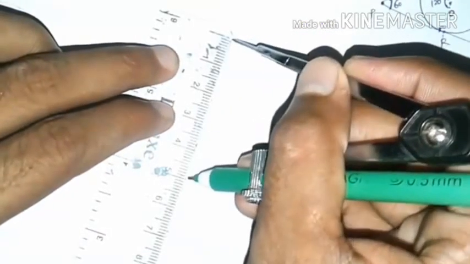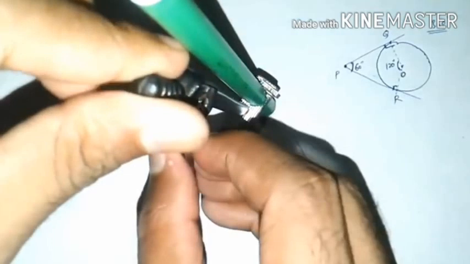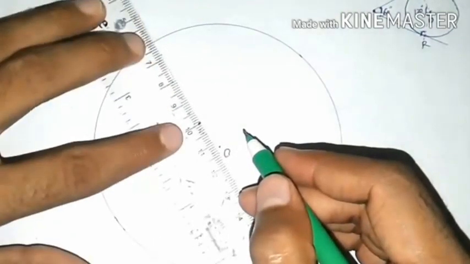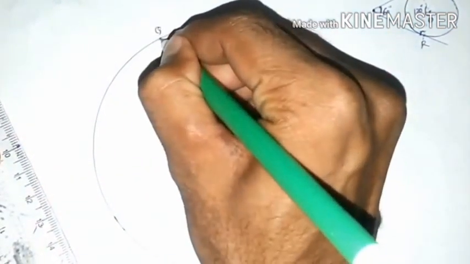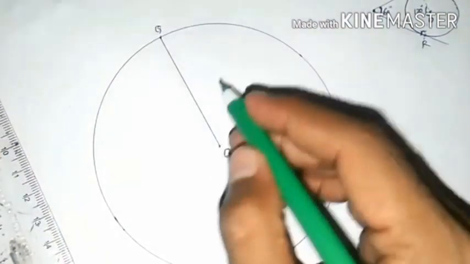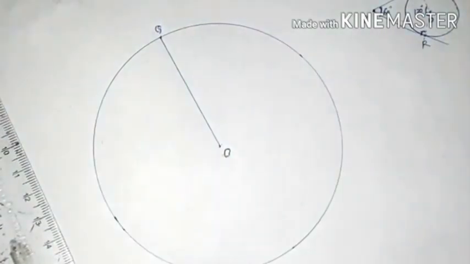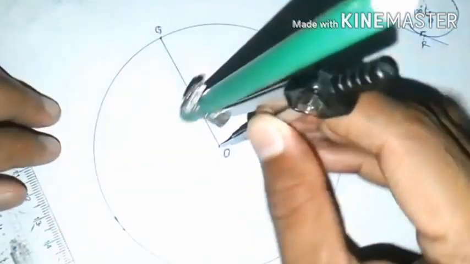Using your compass, take 5 centimeters and with that 5 centimeters as a radius, draw a circle. Mark the center as O. Using your ruler, draw any radius. So the point on the circumference, you can mark it as Q. So OQ is the radius. And we have to draw 120 degrees at O. We have learned how to draw 120 degrees using the compass.